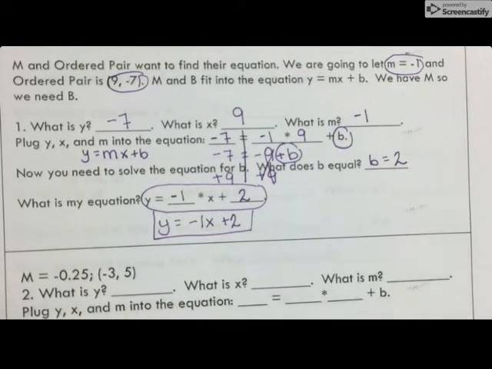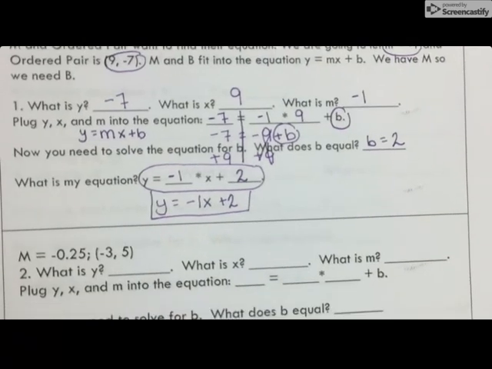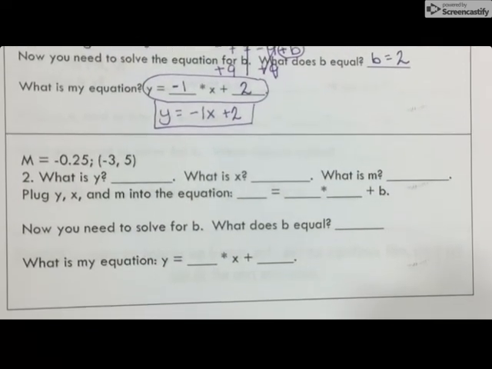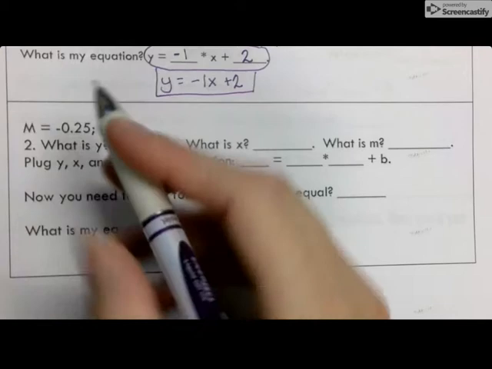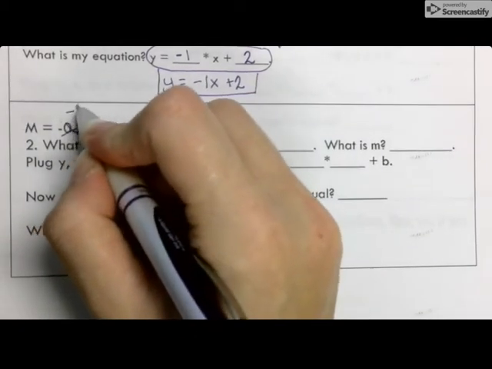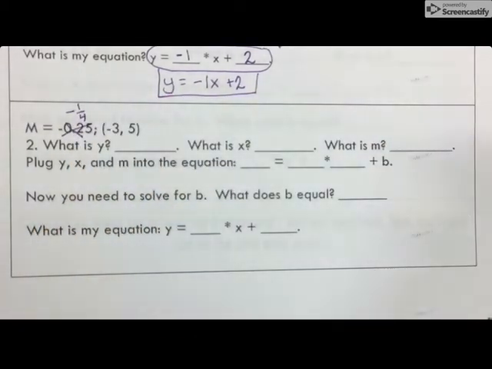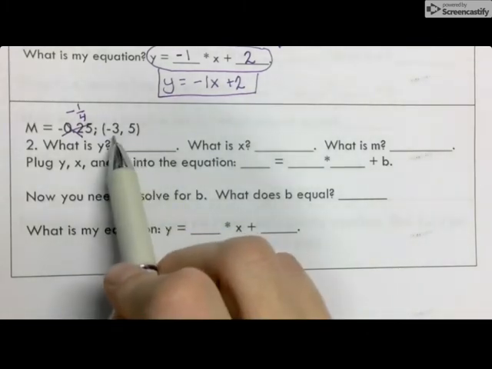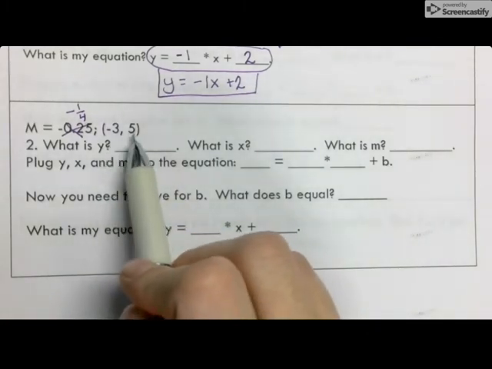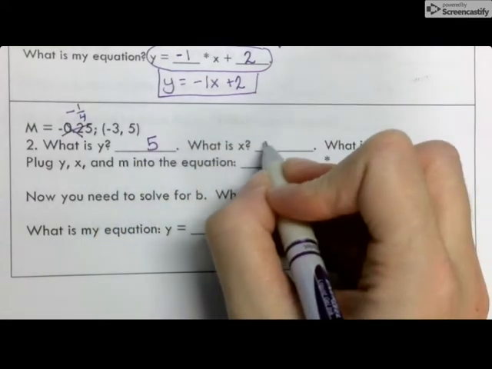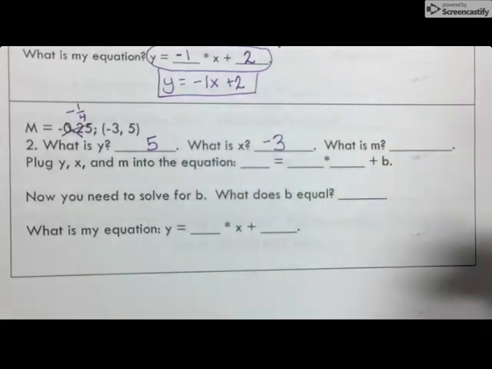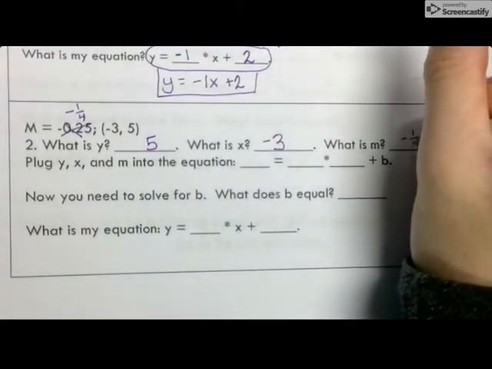All right? Let's try another one. So in this case, they tell us that m, our buddy m, is -0.25. I'm going to just change that for you to -1/4. Our x is -3, and our y is 5. So y is 5, x is -3, m is -1/4.